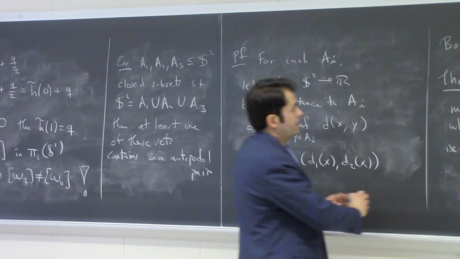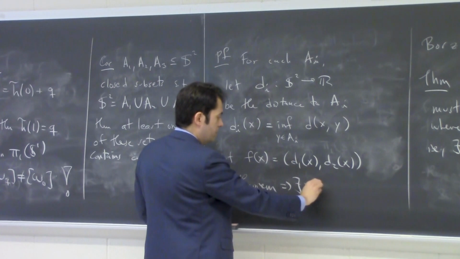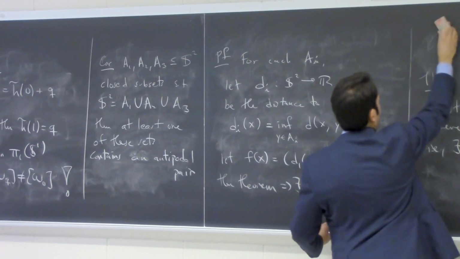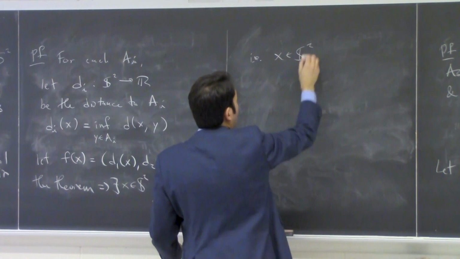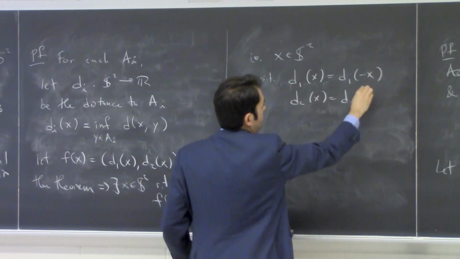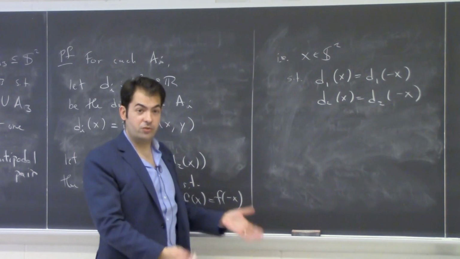Okay, so the Borsuk-Ulam theorem, right before I erase it, implies that there is some point for which f takes the same value on that point and the antipodal point. So this is great. There's a point so that the distance to A1 of that point and the antipodal point are the same, and the distance to A2 is also the same, right? So if either one of these is zero, we win. If they're both non-zero, then both x and minus x have to be in A3, because they're not in A1 or A2. So we also win.